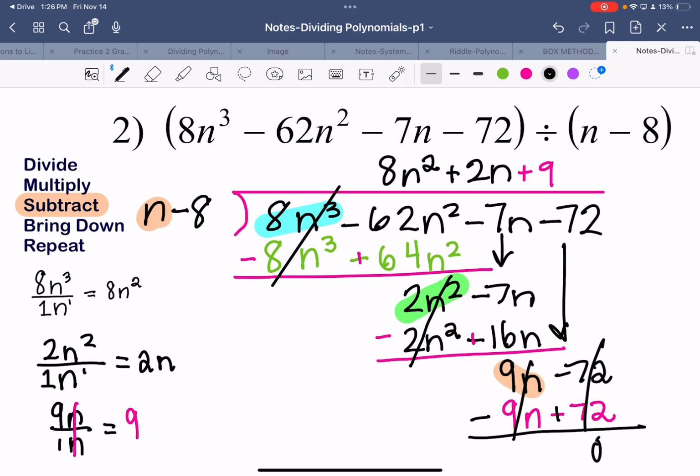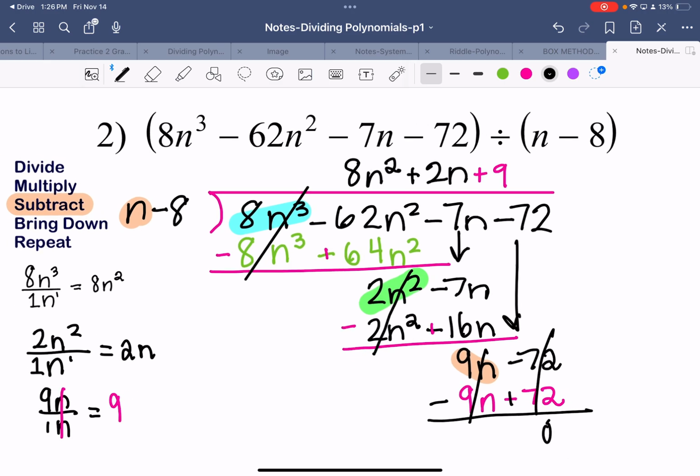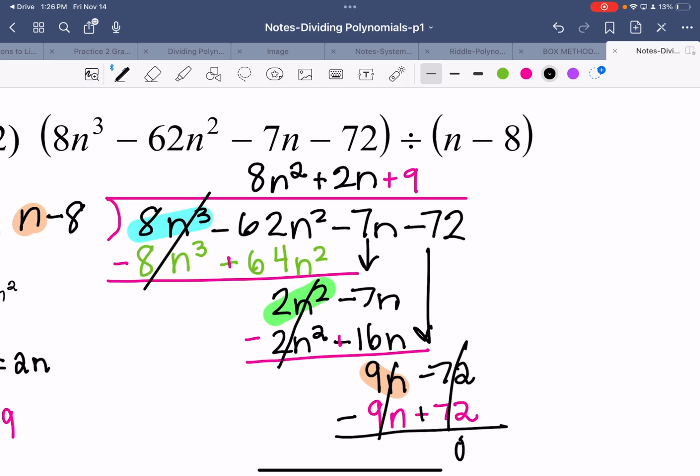I get 0. So that means that 8n cubed minus 62n squared minus 7n minus 72 divided by n minus 8 is going to equal 8n squared plus 2n plus 9.